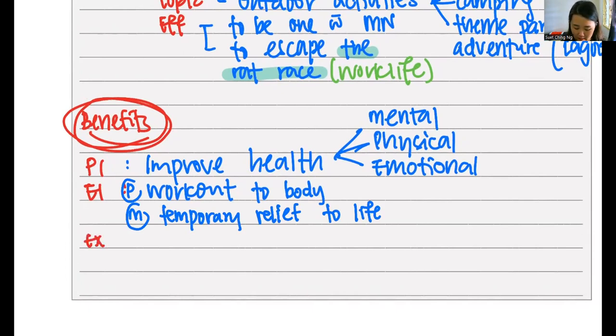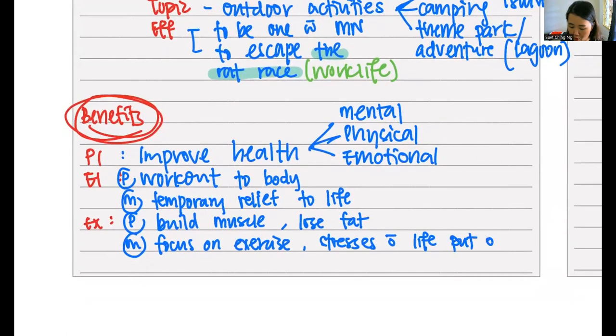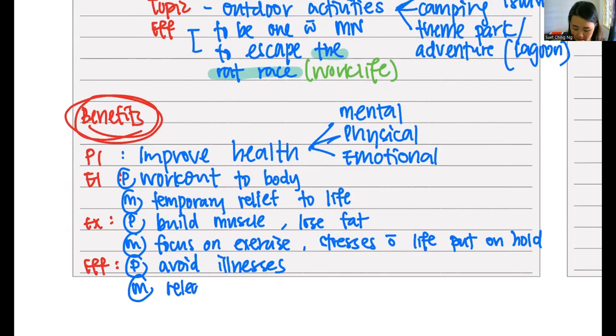Examples. Again, if you choose physical, you can say build muscle, lose fat. Okay, if you choose mental, you can say focus on exercise, stresses of life, put on hold. All right, and then your effect would be the same for two, correct? You are able to release. If you choose physical, avoid illnesses. If you choose mental, you can say release stress.